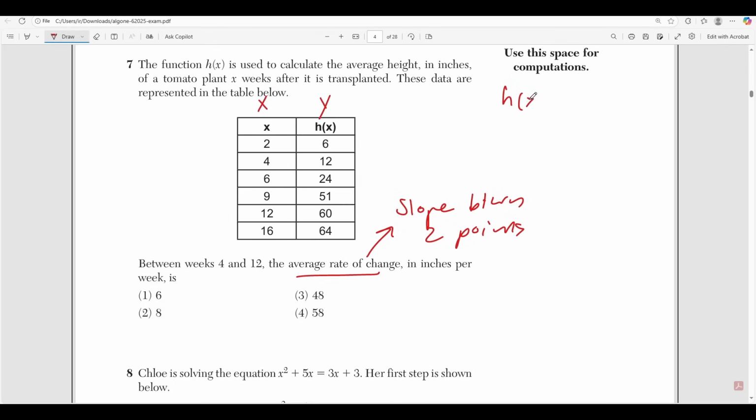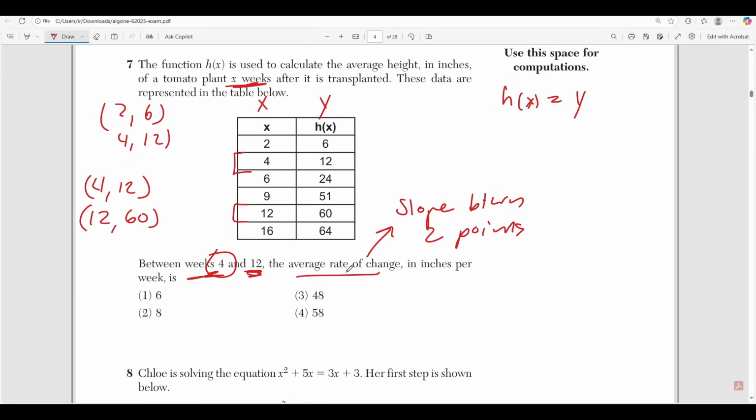Whenever you see h of x, h of g, f of x, f of g, anything like that, that's the same thing as saying y, okay? So these are our points. I have the point 2, 6, 4, 12, 6, 24, so on and so forth. Now, week 4, right? Remember that the x represents weeks. So week 4 actually is talking about the point 4, 12. At week 4, the height is 12 inches, right? So that's the first point. And then week 12 is the point 12, 60.